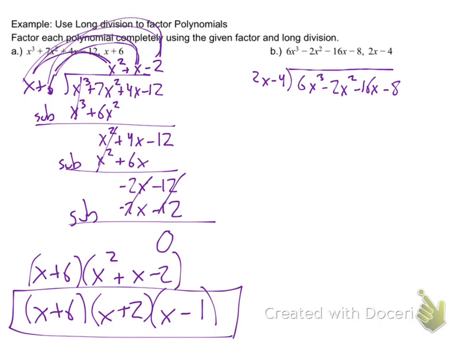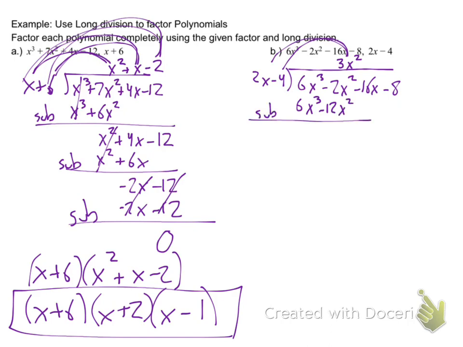And now I have to ask myself, what is 2x? And how do I make that a 6x cubed? 3x squared. Now, I just have to multiply. What's 3x squared times 2x? 6x cubed. 3x squared times negative 4? It's negative 12x squared.